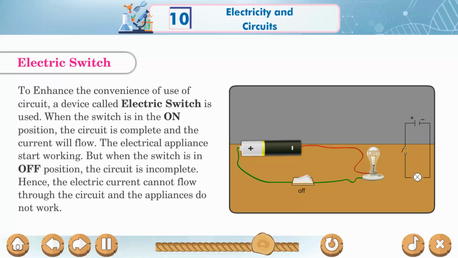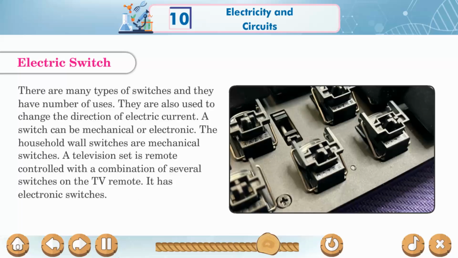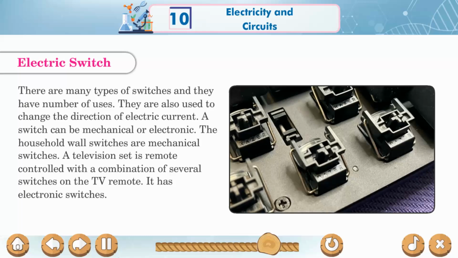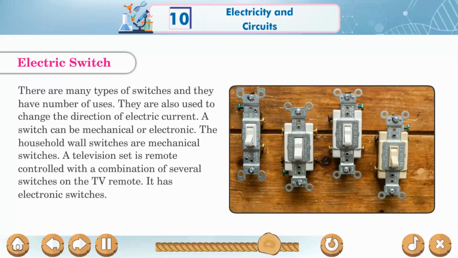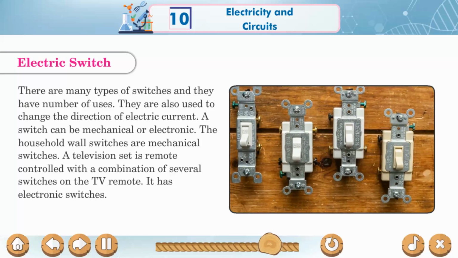When the switch is in the on position, the circuit is complete and the current will flow. The electrical appliance starts working, but when the switch is in the off position, the circuit is incomplete. Hence, the electric current cannot flow through the circuit and the appliances do not work. There are many types of switches and they have a number of uses. They are also used to change the direction of electric current.